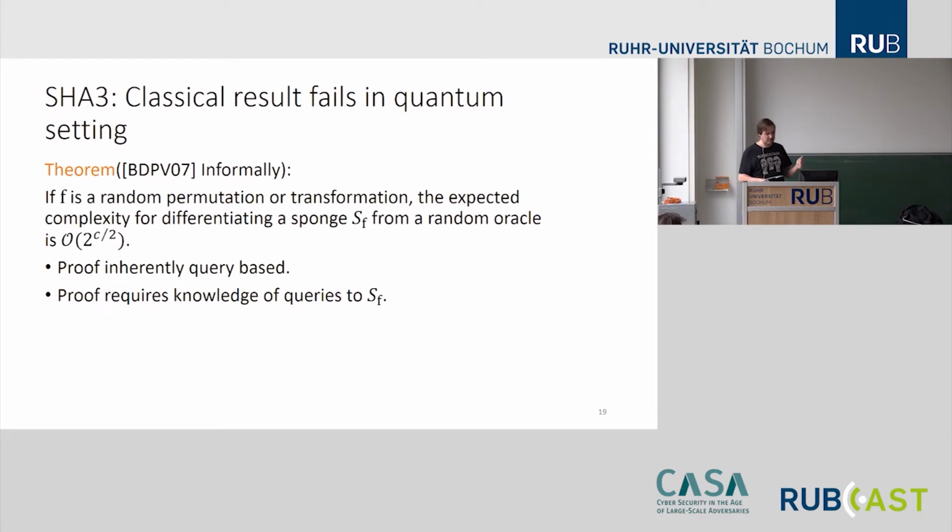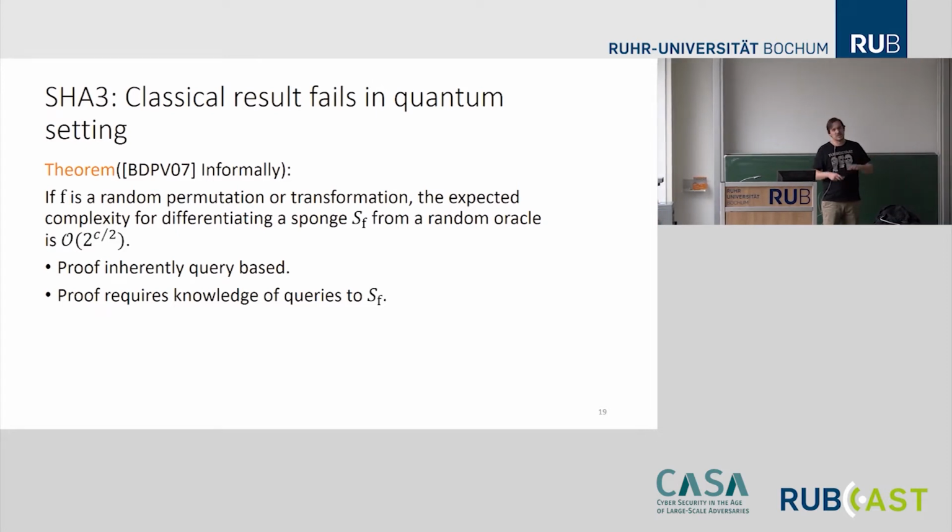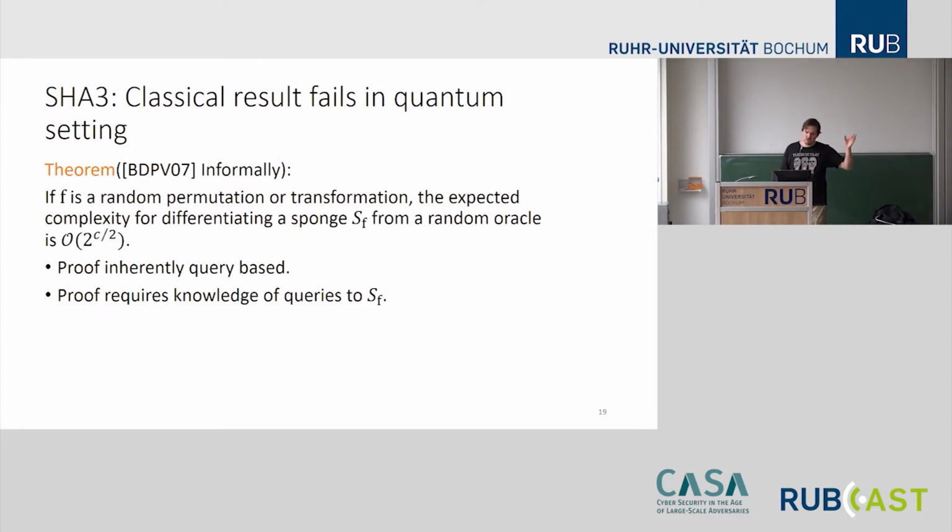We give one proof, namely we show that a sponge starting from a random permutation actually behaves like a random oracle as long as an adversary doesn't make more than 2 to the c, where c is the capacity, over 2 queries.